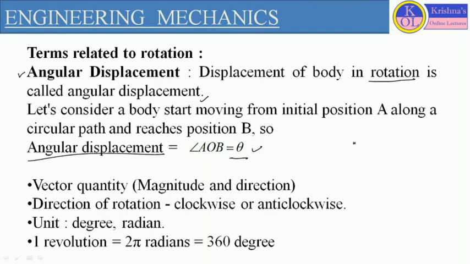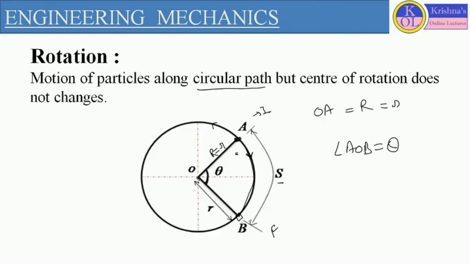Now here, as I have discussed in displacement, we consider displacement as a vector quantity. So displacement always has magnitude and direction both. So angular displacement we also consider as a vector quantity which has magnitude and direction both. And the direction of rotation can be clockwise or anti-clockwise. Here we are considering clockwise direction, but this particle can move in anti-clockwise direction also.